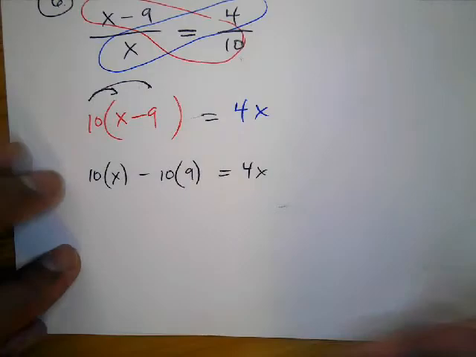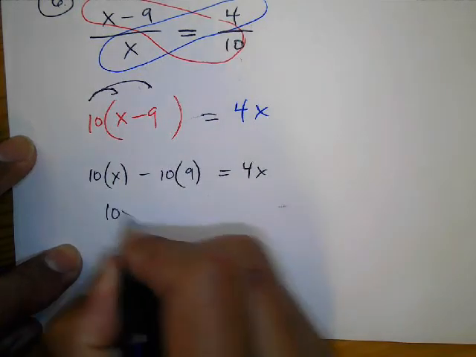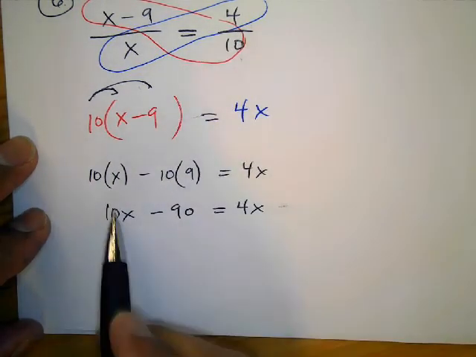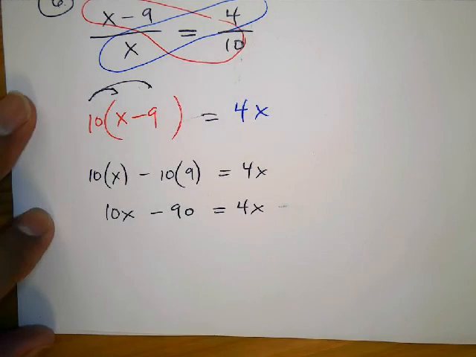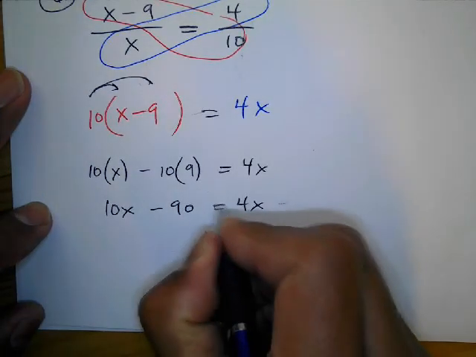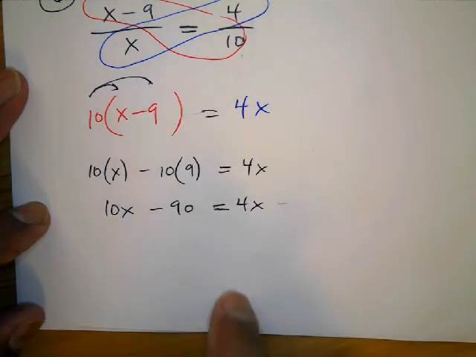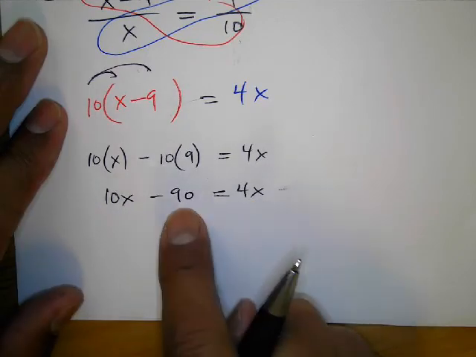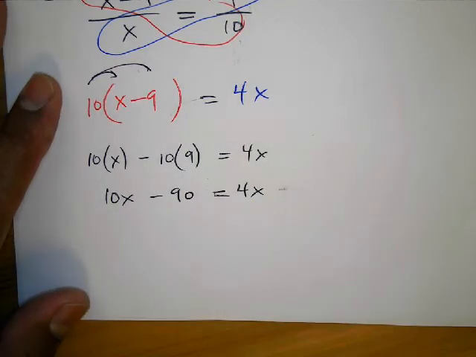10 times x minus 10 times 9 is equal to 4x. That's going to be 10x minus 90 is equal to 4x, right? And this is an algebra 1 equation, right? We have an algebra 1 equation.